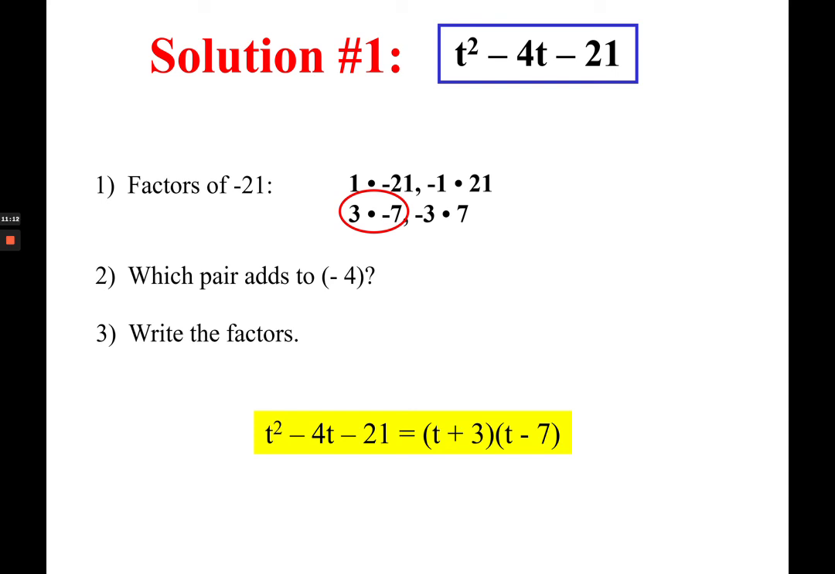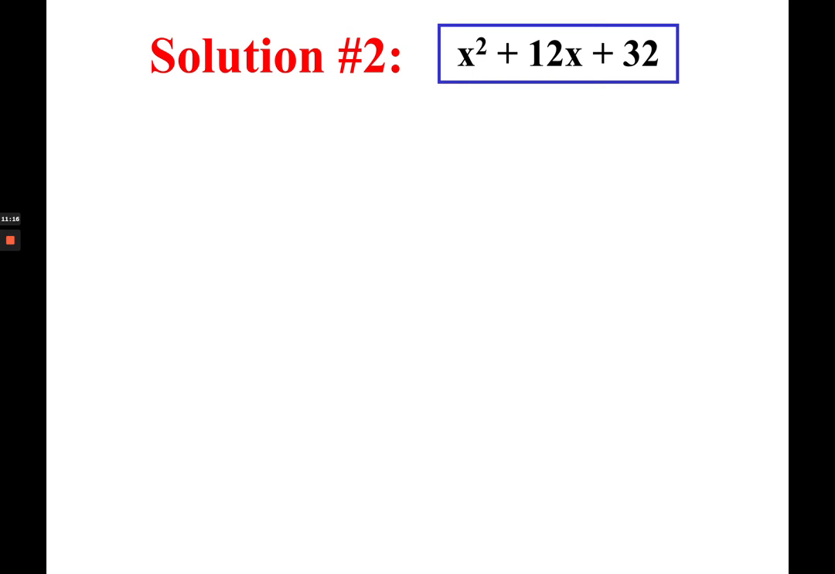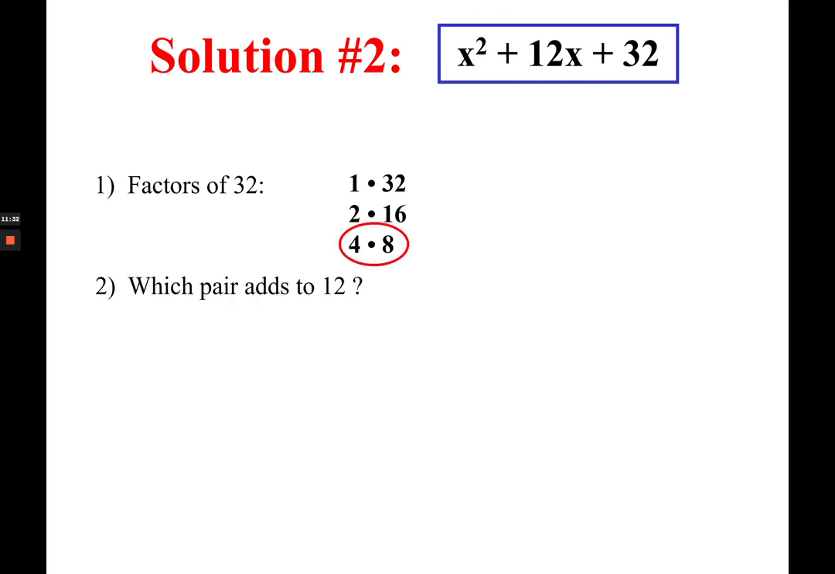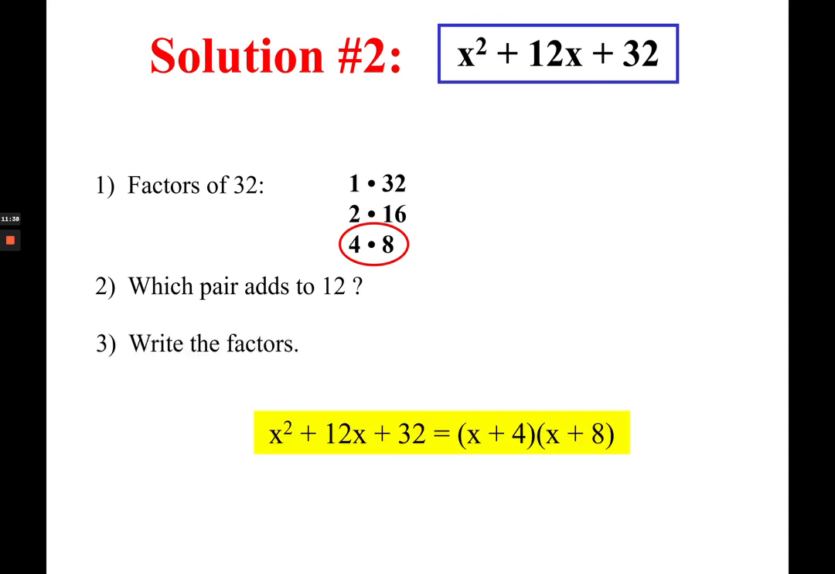Let's proceed to number 2. Here's your problem. All positive, so nothing to worry about negatives. So you have factors of 32. There's no other possible factors, and which adds up to 12? Obviously, it's the third one. And that's going to be the pairs of the x's: x plus 4, x plus 8.